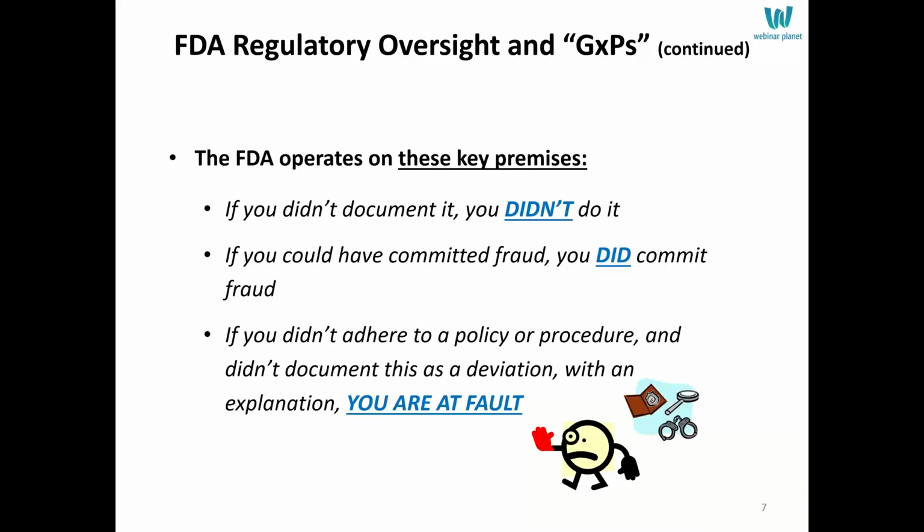And the FDA operates on key premises. If you didn't document something, you didn't do it. You must have documented evidence. And if you could have committed fraud, even if there's an opportunity to commit fraud, they will assume you did commit fraud. So if you have a database record and no audit trail on it to show all the changes that are made, you're going to obscure original data. You're going to not have a complete history of what happened to that piece of data or document throughout its life cycle. And so the FDA will assume that with the opportunity to commit fraud, they will indicate that you did commit fraud. You don't have any way around that.